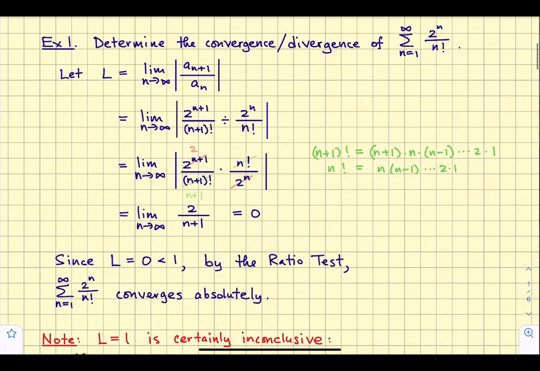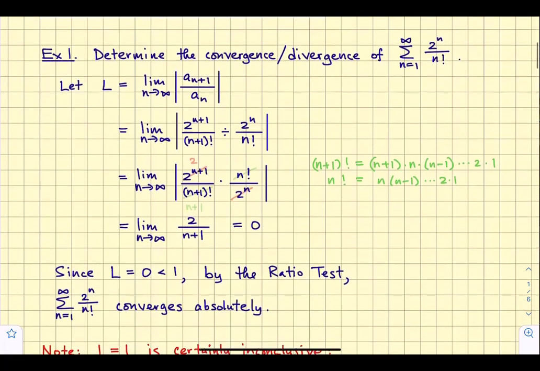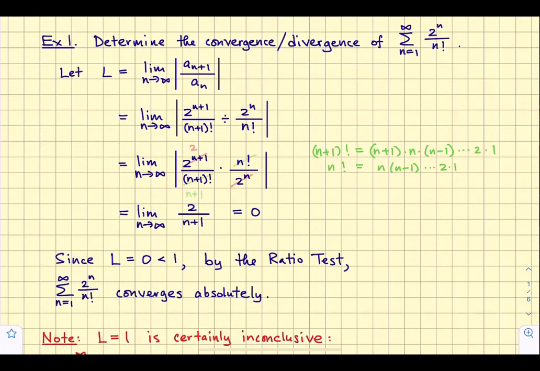So example 1, let's determine the convergence or divergence of the sum, n equals 1 to infinity, of 2 to the n over n factorial. So I know that here in the book they use the letter rho, lots of other books use the letter L, and in the root test they're going to use the letter L, so I'll just use L for limit. So let's let L be the limit as n goes to infinity of the absolute value of a sub n plus 1 over a sub n.